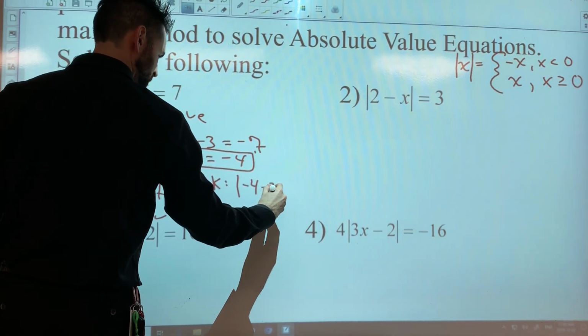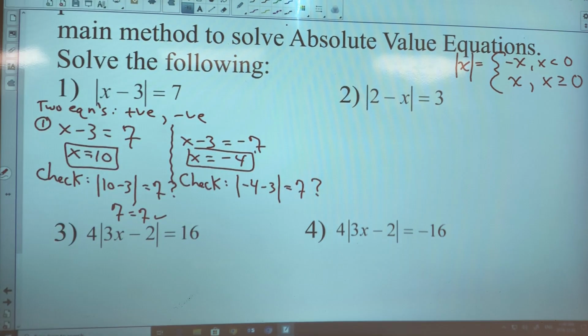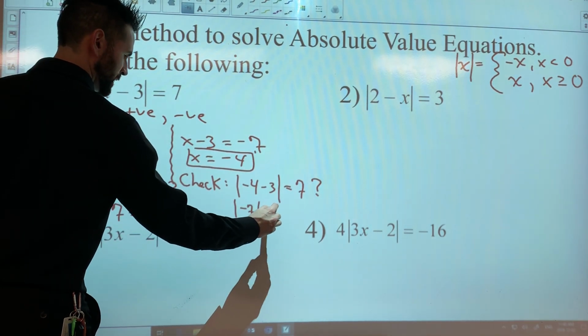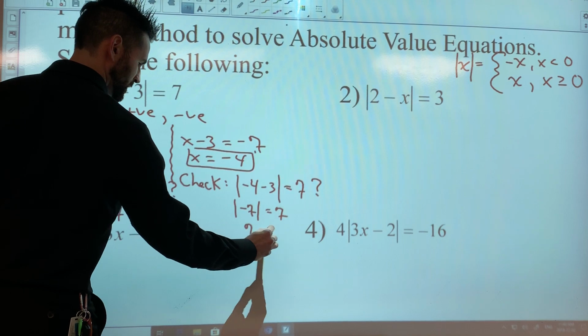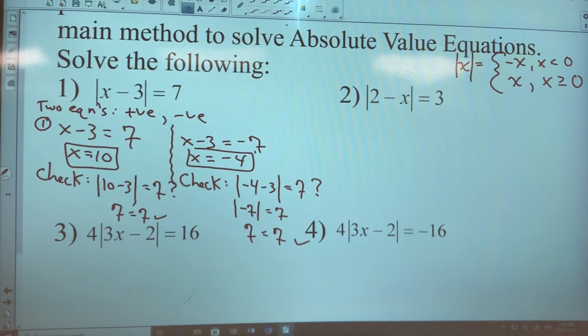We'll go negative 4 subtract 3. Does that equal positive 7? So let's see. I get the absolute value of negative 7 in here. And that is 7. So negative 4 also works.